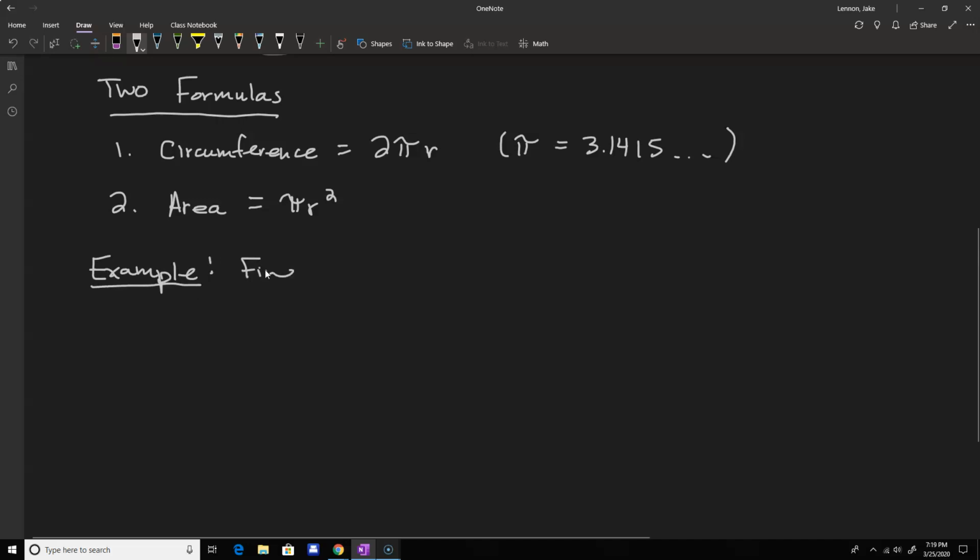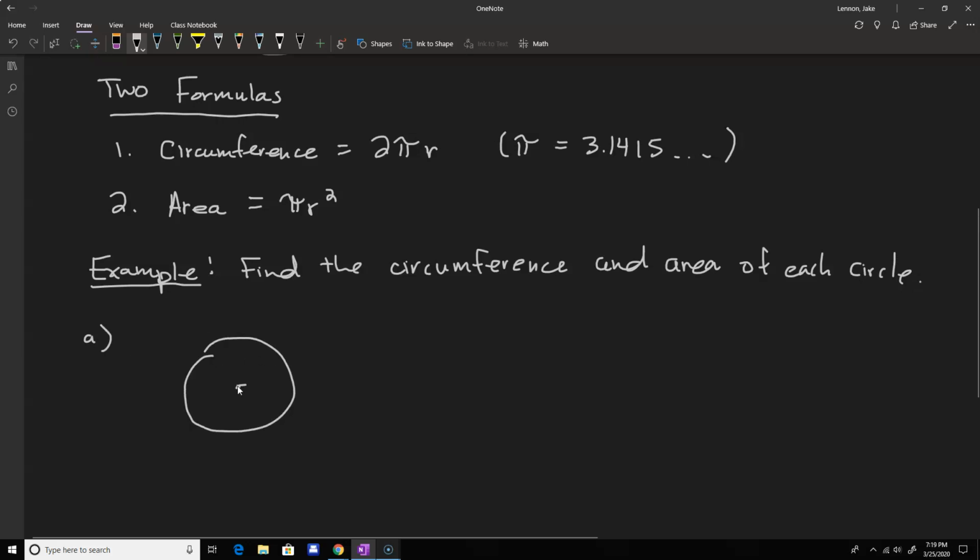So find the circumference and area of each circle. So A, let's suppose we have a circle, and I just give you the radius. I don't know, let's say it's 12 meters. So for this one, the circumference is 2 times 12 times pi, which is 24 pi, or we can approximate that. That comes out, if you round to 2 decimal places, to 75.40. And just like perimeter, this just has the units meters. It is just whatever the same distance measurement is for the radius.